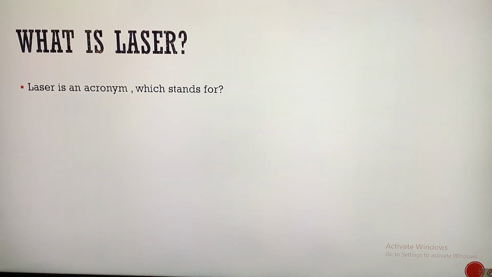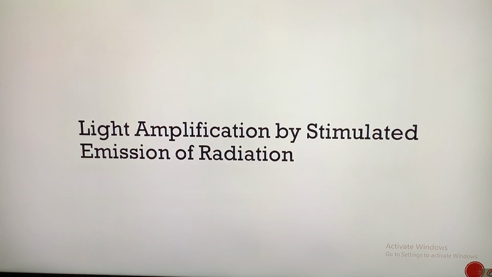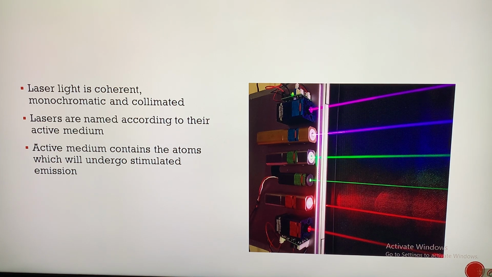Laser is an acronym which stands for light amplification by stimulated emission of radiation. Laser light is coherent, which means that all the waves are in phase. Monochromatic, it has a single wavelength. And collimated, that means all the rays are parallel to each other.